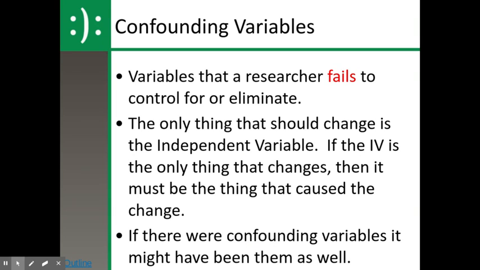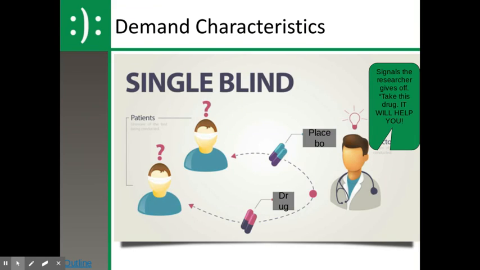So as control increases, confounding variables decrease. That's a great negative correlation to know. Confounding variables are variables that a researcher fails to control for or eliminate. The only thing that changes should be the independent variable. If that independent variable is the only thing that changes, then it must be the thing that caused the change. That's what we hopefully want to arrive at by the end of the study.